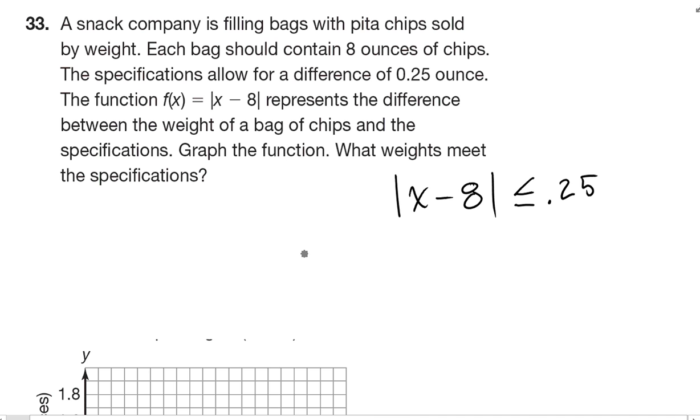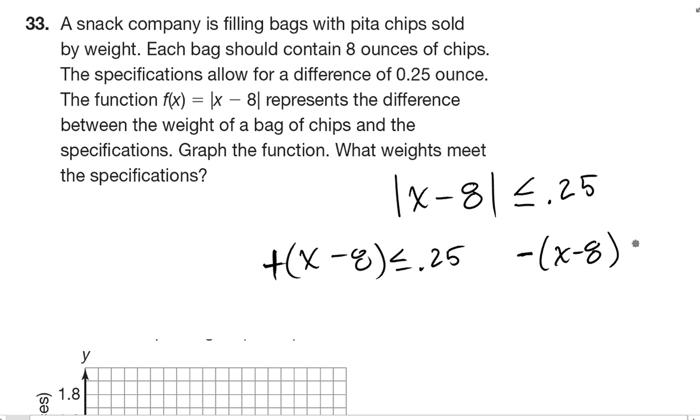This is going to be x minus 8, and we're going to consider the positive case, and I want that to be less than or equal to 0.25. And then I've got, I'm sorry, I always write the positive one on this side, sorry. And I'm going to look at the negative case, the negative of x minus 8 is less than or equal to 0.25. Why do I write the negative one on that side? I don't know.